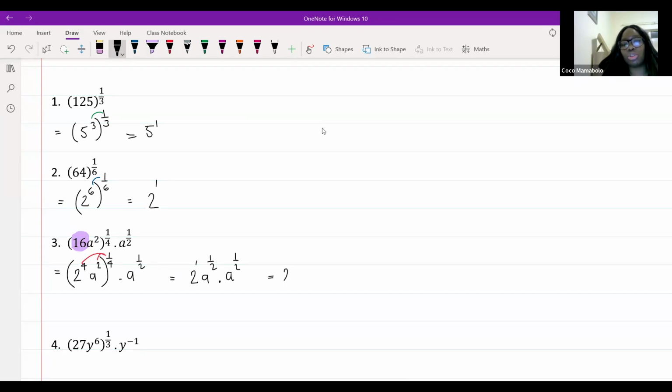Right, and that will give me 2 to the power of, over here, I've got like bases being multiplied. So I'm going to keep the base, and I'm going to add my exponents. A half plus a half will give me 1.